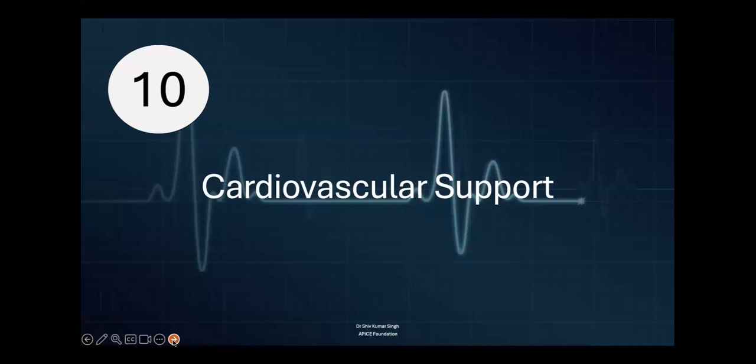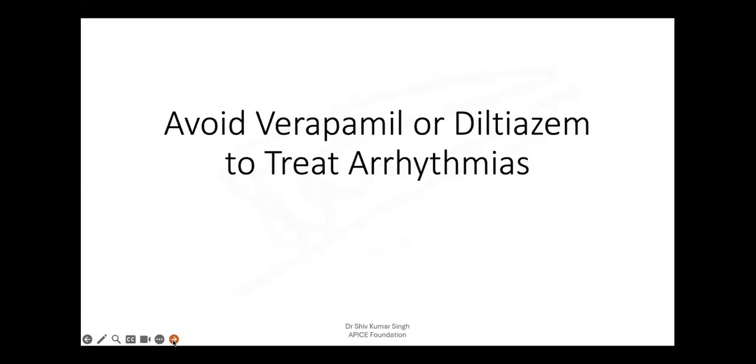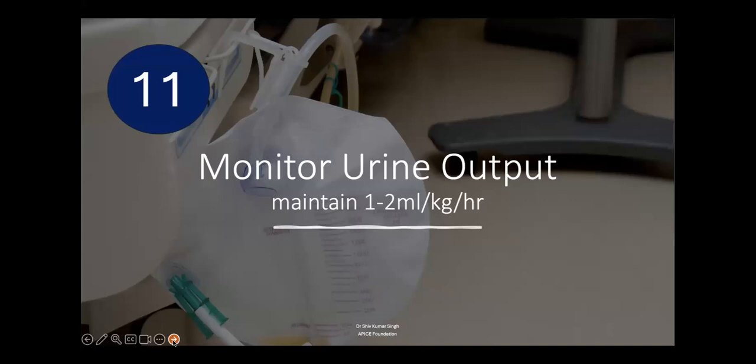Then cardiovascular support, which we already know. You need to give fluids. You need to ensure that the patient is not developing arrhythmias from hyperkalemia. But one thing you would avoid is giving any calcium channel blockers. So, this is common sense. You're not going to give verapamil or diltiazem to treat arrhythmias. You don't want to block the calcium channel, and there is already increased intracellular calcium. You don't want to actually do that.